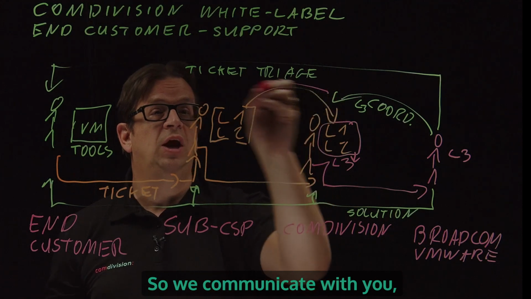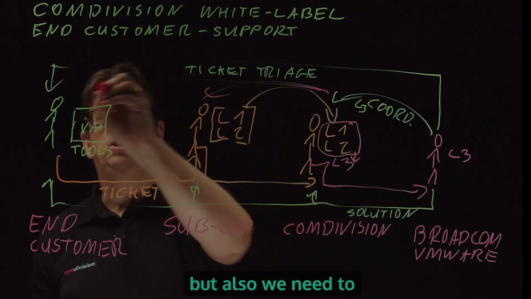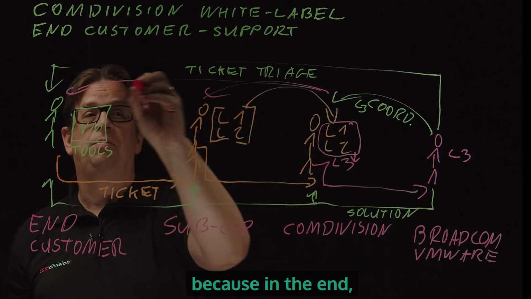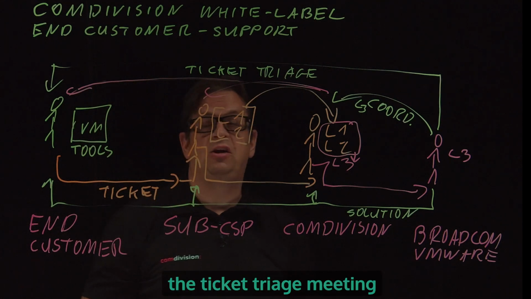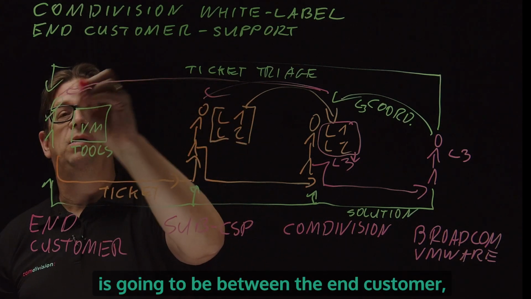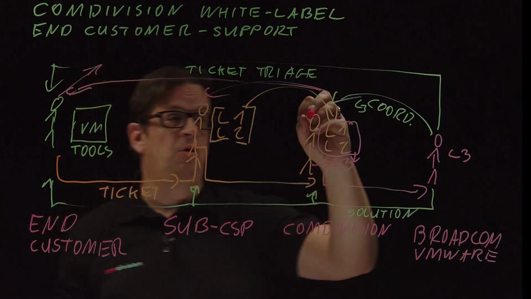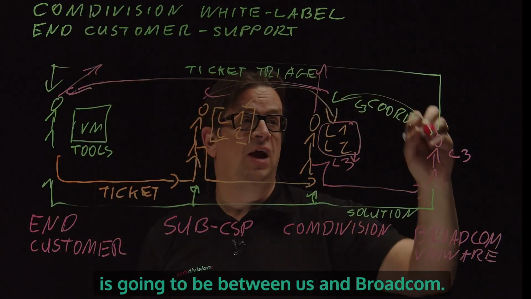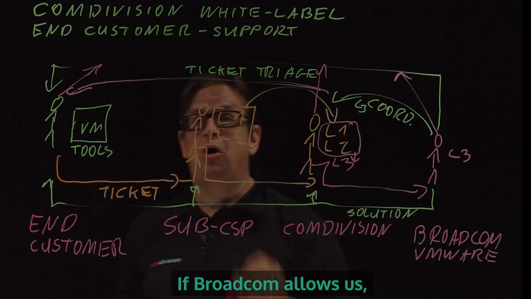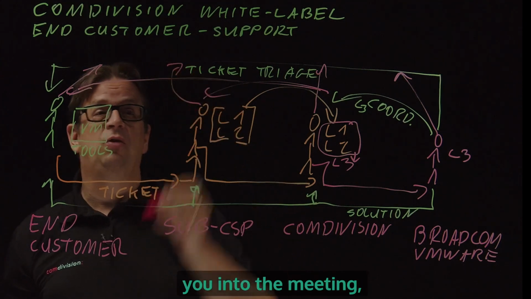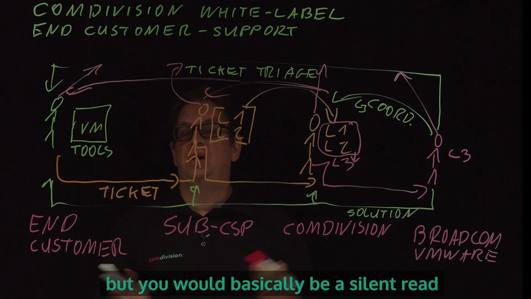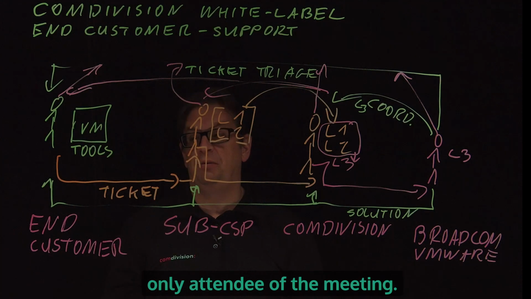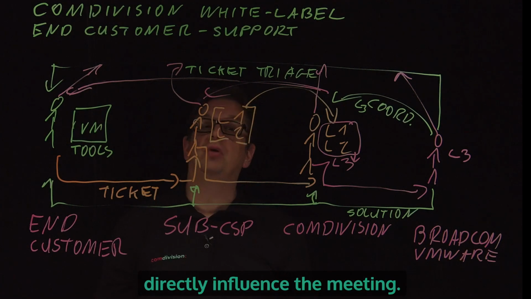So we communicate with you, but also we need to communicate with the end customer, because in the end, the ticket triage meeting is going to be between the end customer, us and Broadcom. If Broadcom allows us, we can invite you into the meeting, but you would basically be a silent read-only attendee of the meeting. You cannot directly influence the meeting.